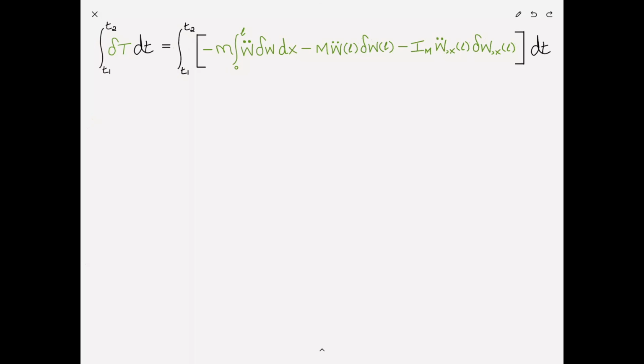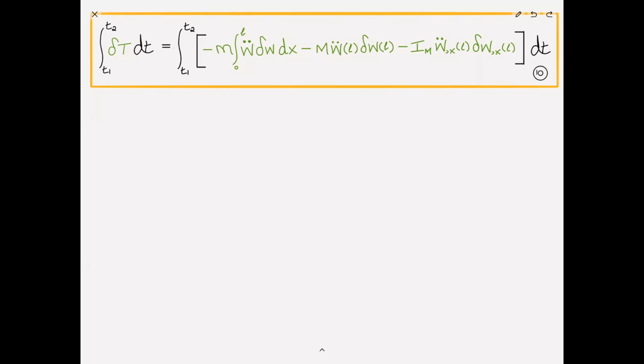integrated between times t1 and t2. Let's give it a number. We're up to number 10 and a yellow box around it. Now we can use our expressions for the variations of the kinetic energy, potential energy, and external work, and simply substitute them into Hamilton's principle.